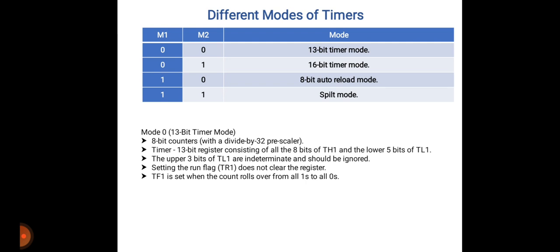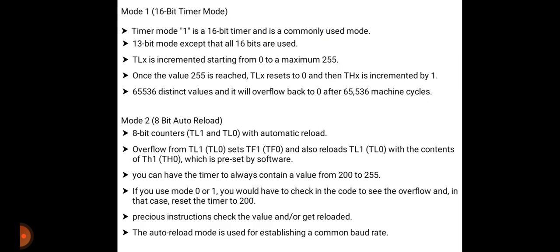Again, the timer interrupt flag, that is TF1, is set when the count rolls over from 1 to 0. So the mode 0 operation is the same for timer 0 and timer 1. Then the next mode is the 16-bit timer mode, or mode 1. In this mode, the timer is a 16-bit timer, and this is a commonly used mode.